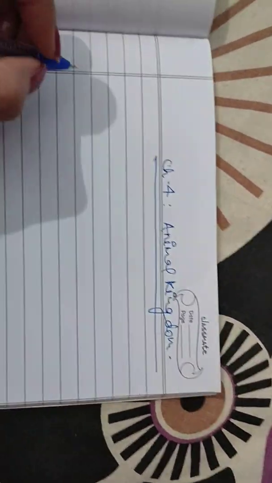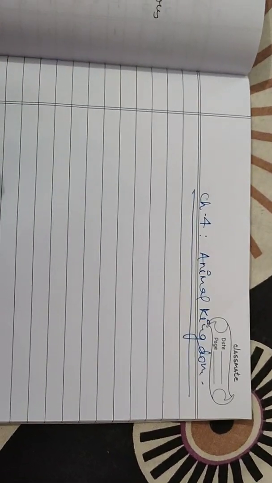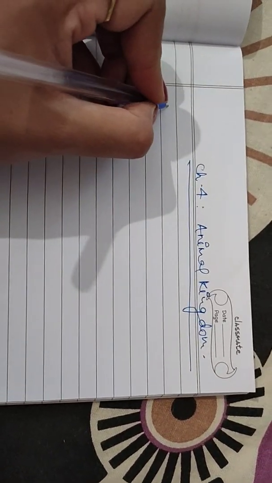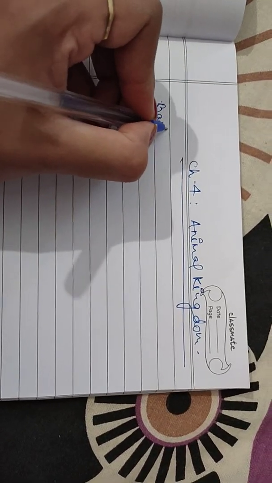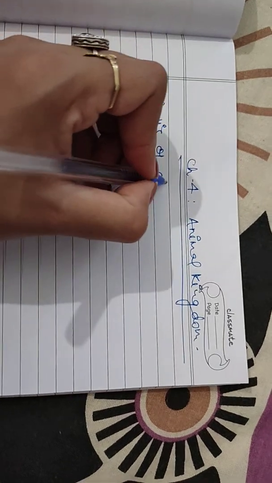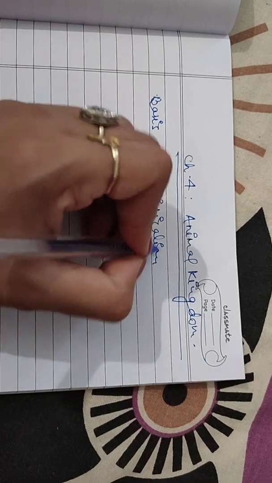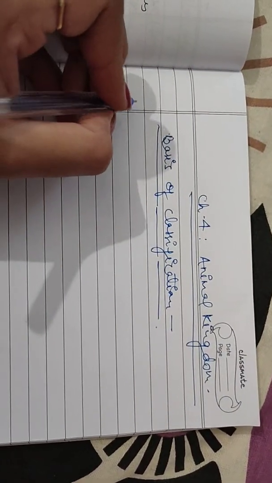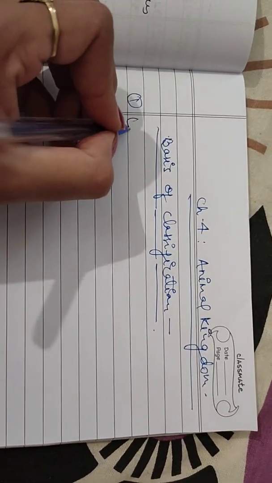So in this chapter, first we will see the basics, or you can say basic information, and so I am going to discuss the basis of classification of animals. There are so many terms which need to be explained. So the first basis of classification is level of organization.